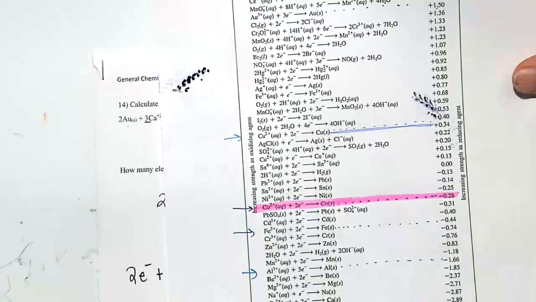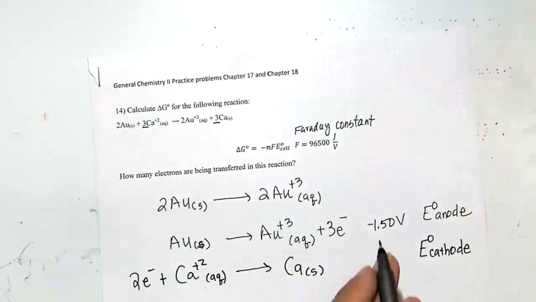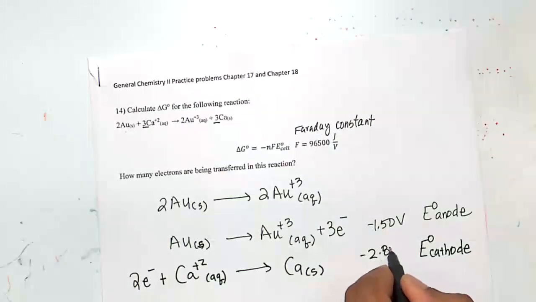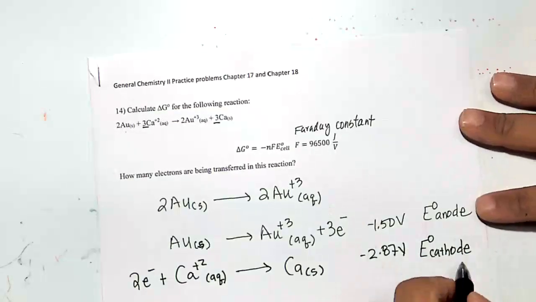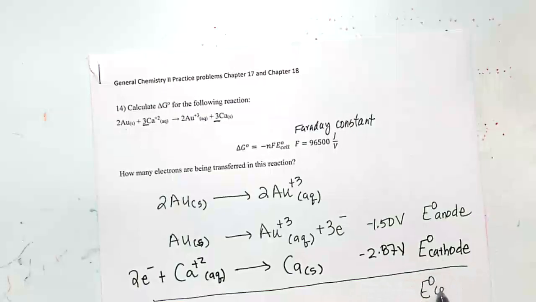Negative 2.87 volts. So this looks like it's not going to happen. The delta G will be positive. Why will the delta G be positive? Because E cell is negative.